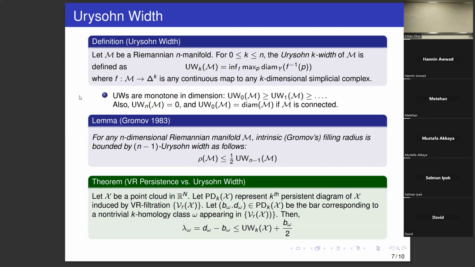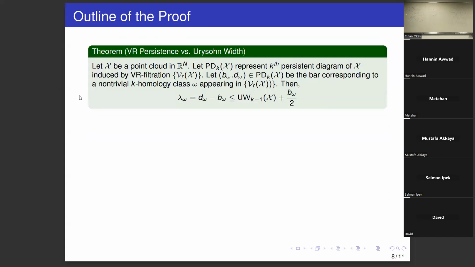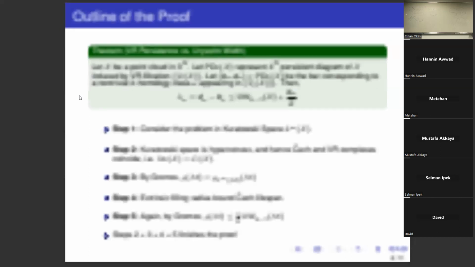And since I don't have time, let me give you a glimpse of the proof here. So we relate Vietoris-Rips persistence exactly with Urysohn width by using this result. It turns out this is a very nice exercise, let's say. Vietoris-Rips processes is always very ugly to talk with. In Čech processes, you can use geometry. You can go to nerves, etc. No lemma. But with Vietoris-Rips processes, you don't have anything. But what you can do, you can cheat here.